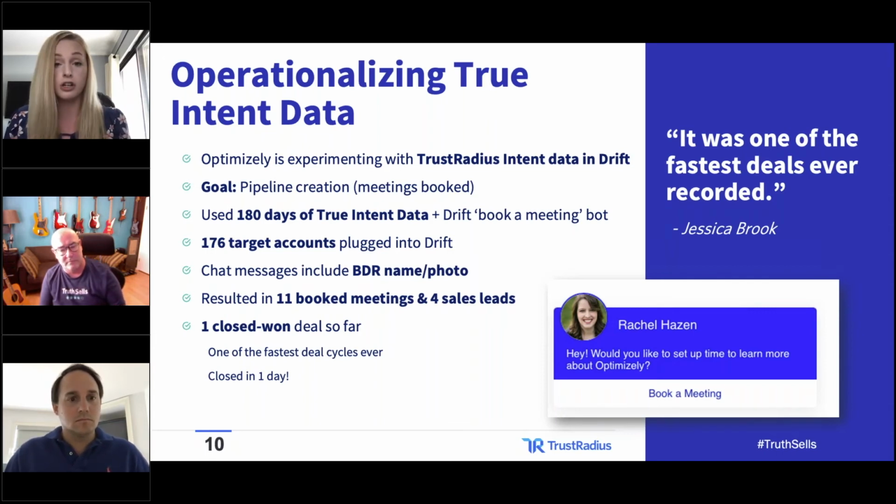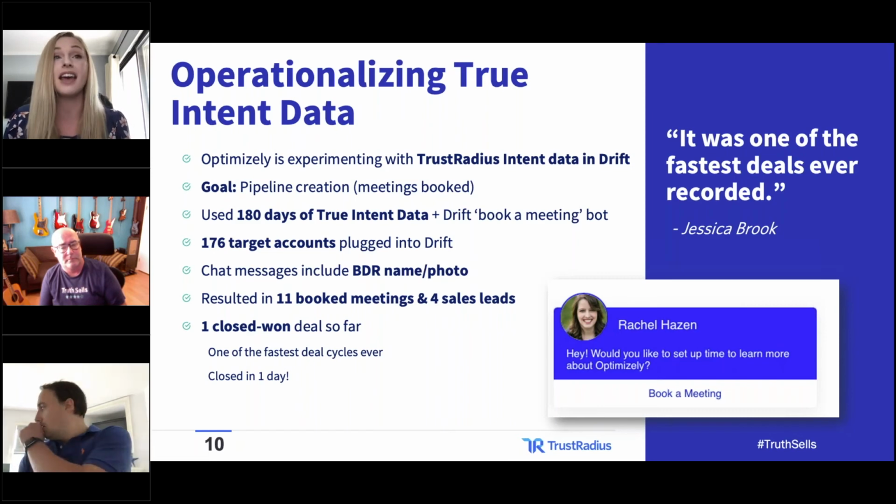So I launched the playbook, didn't know how it was going to go, didn't know if we were going to get any engagement from this. We're all about test and learn at Optimizely. So this was an experiment and we were going to see how it went. And I'm super pleased with the results so far.